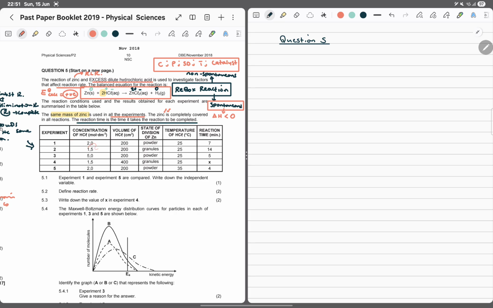Now let's have a look. Experiment 1. Using 2 moles per decimeter cubed of hydrochloric acid, a volume of 200 mL. Of course, here we know the acid is in excess, so the volume of the acid doesn't matter for us. The state of division of zinc is powder. We know that powder reacts much better than a solid form of zinc, right? Of course, when I say solid, perhaps a zinc ribbon versus zinc granules, or chips versus a powder. Powder will react much better than all the other forms.